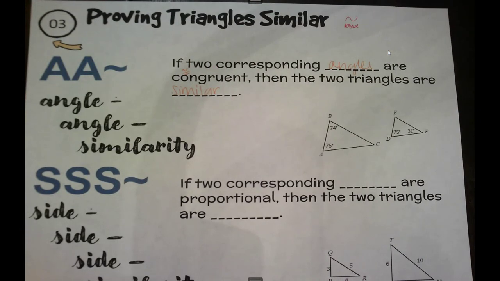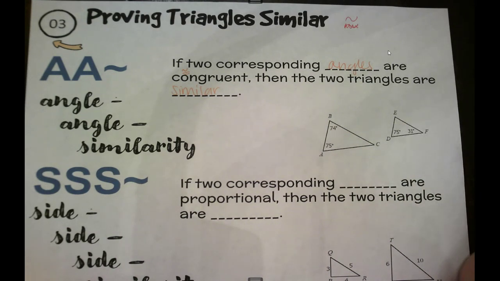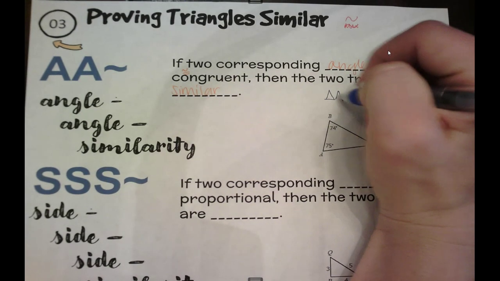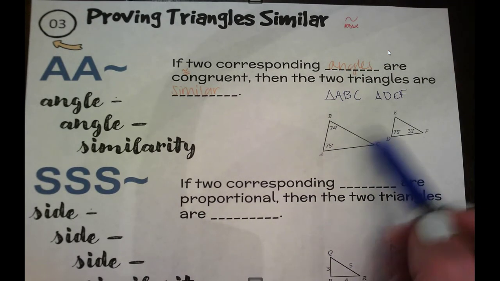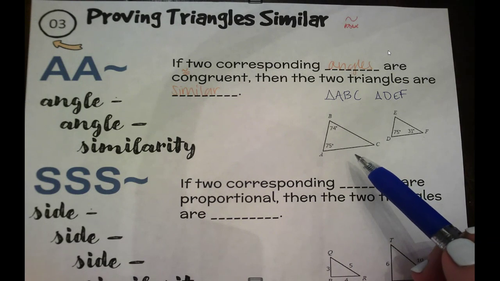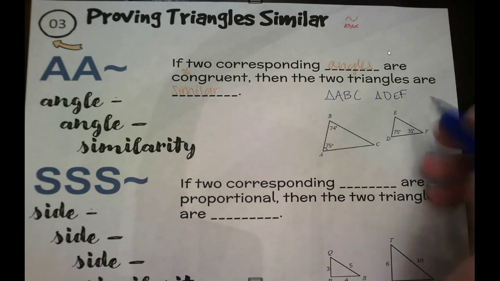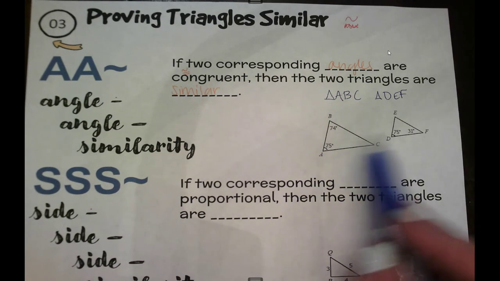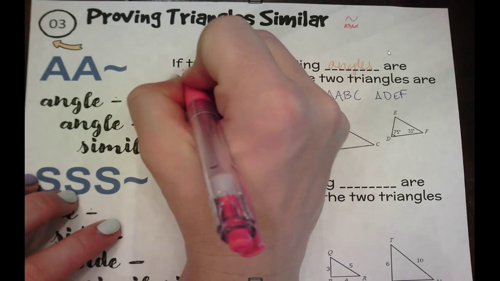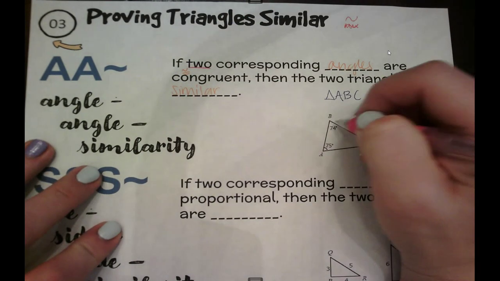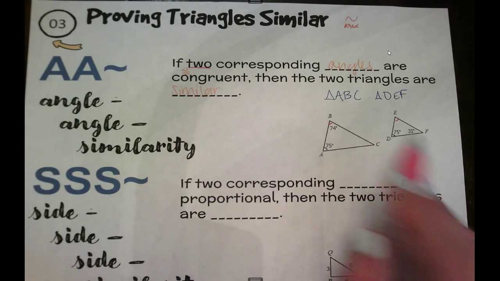Okay, so let's look at what this means. We've got triangle ABC, triangle DEF, and we want to know if they are similar. We can look at first their angles. So remember, A matches up with D because that's how it's written. Are those 2 angles the same? Yes. Okay, but we need 2 angles. Let's see. B matches up with E. Well, we don't know what E is. Can we find out what E is?